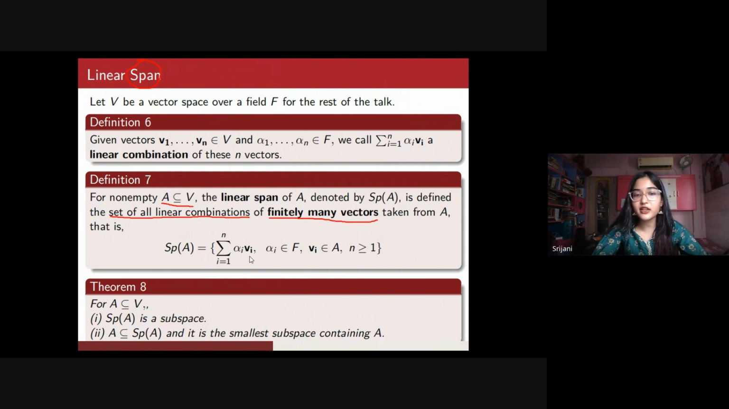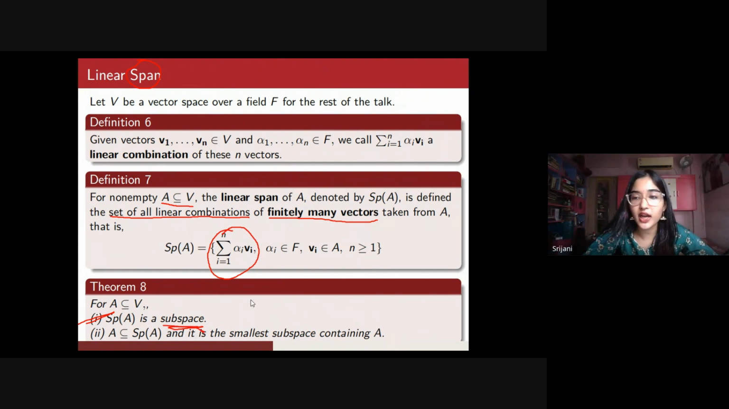So if we define it using symbols, it is basically this. The set may not always be finite. The set may have infinitely many elements, but we take the linear combination of finitely many vectors. So the first thing to see is that the span of any subset, any set, will always be a subspace.